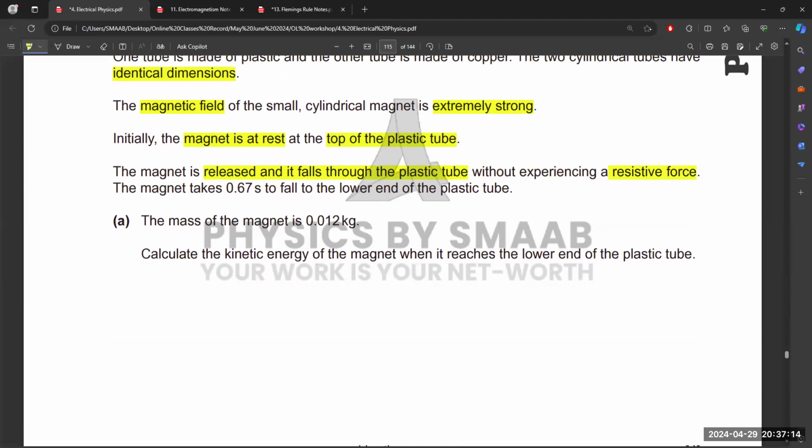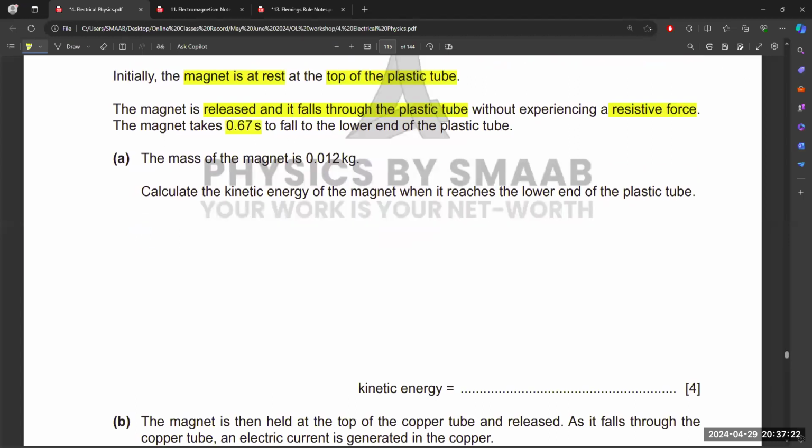And the next part of the question is, the magnet takes 0.67 seconds to fall to the lower end of the plastic tube. The mass of the magnet is 0.012 kg. Mass is given, time is given. Calculate the kinetic energy of the magnet when it reaches the lower end of the plastic tube. So we have to find out the kinetic energy first.